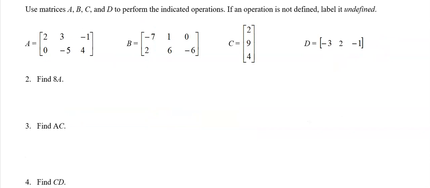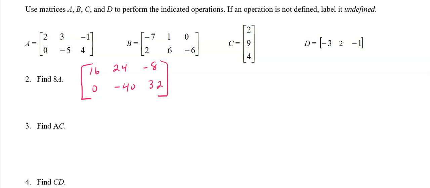On 2 through 4, maybe 5, I've cut that off, but I think it's 2 through 5, you're doing multiplication. This is called scalar multiplication, number 2. And it's pretty easy. You're just going to multiply 8 times every individual element of the A matrix. So that will give us 16, 24, -8, 0, -40, and 32. So that's your answer for number 2.